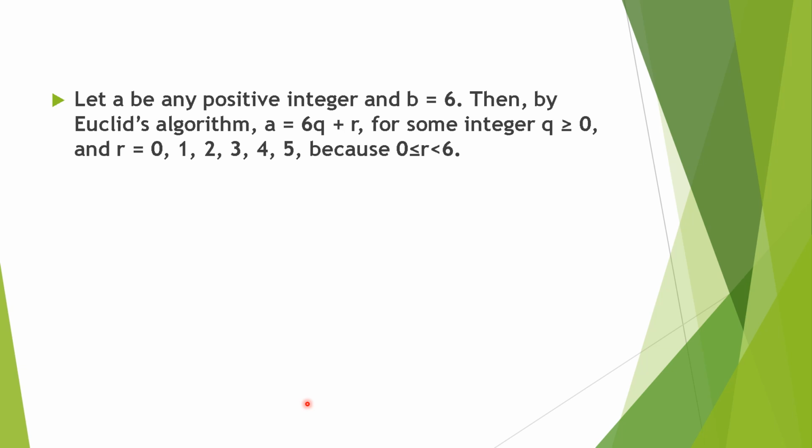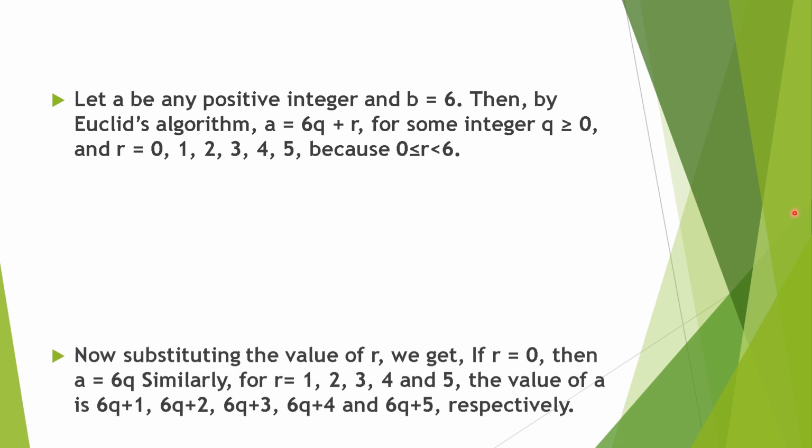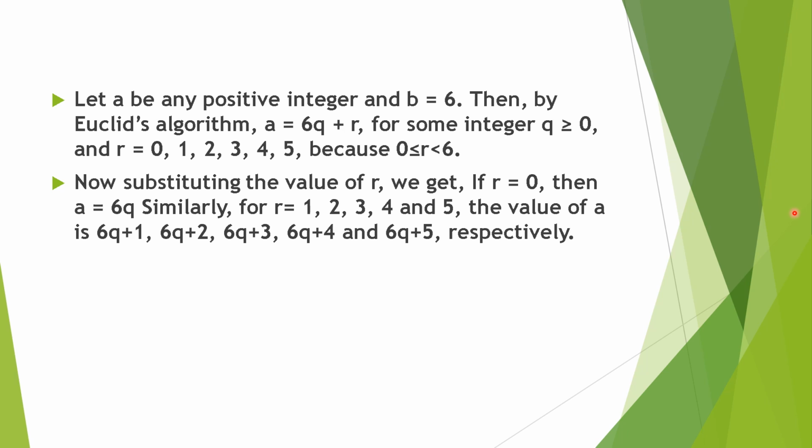whereas the remainder should be less than the taken divisor. So q should be greater than or equal to 0, where r should be 0, 1, 2, 3, 4, 5, but it should be less than 6. Already we have known this with Euclid's division algorithm. Then we are going to substitute the value for r.